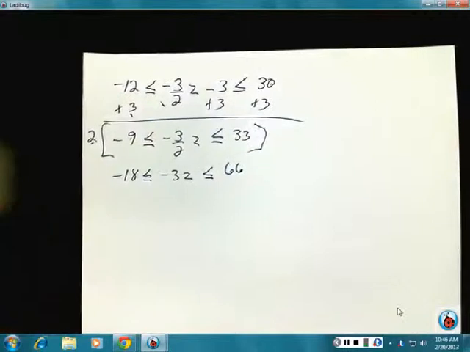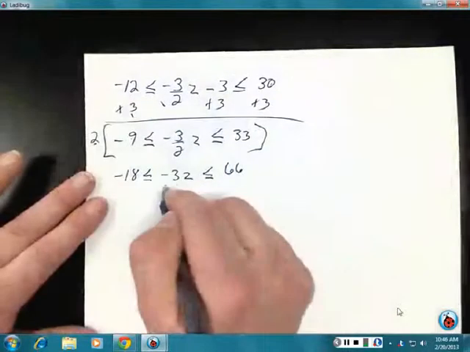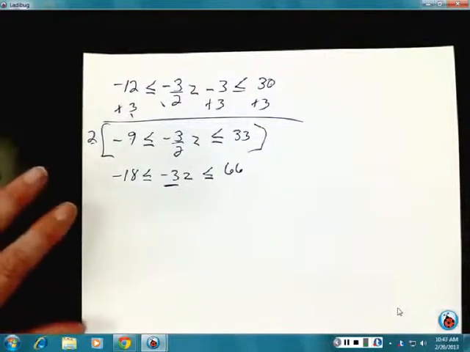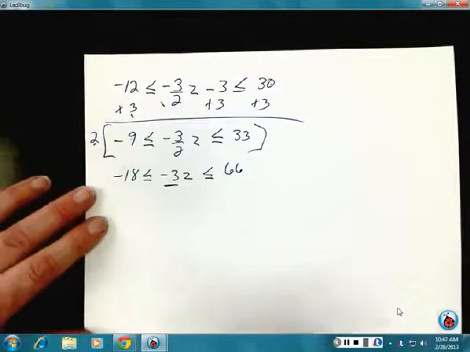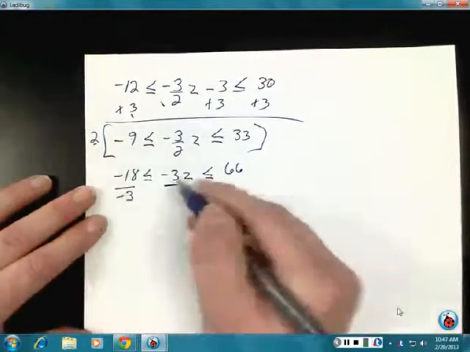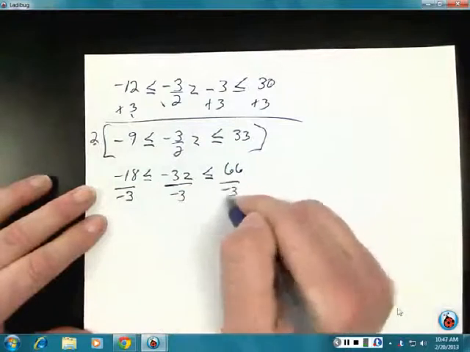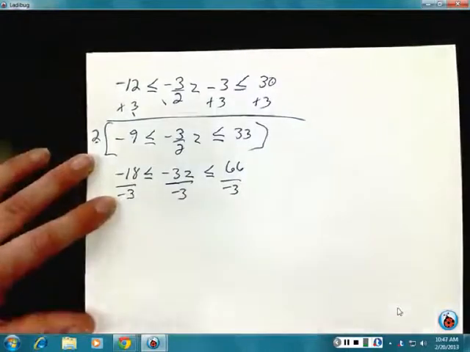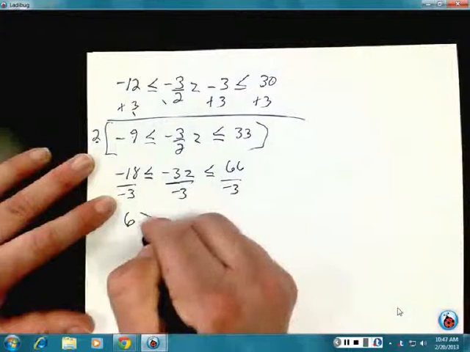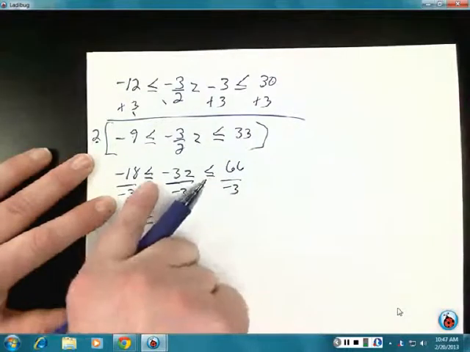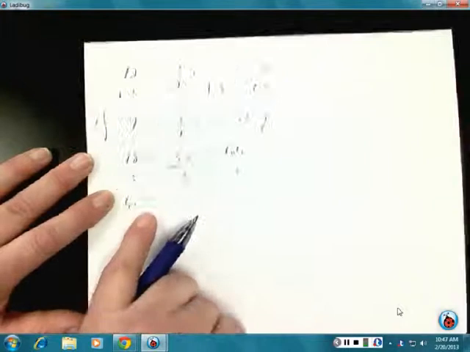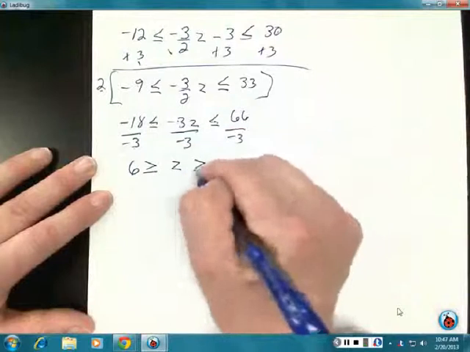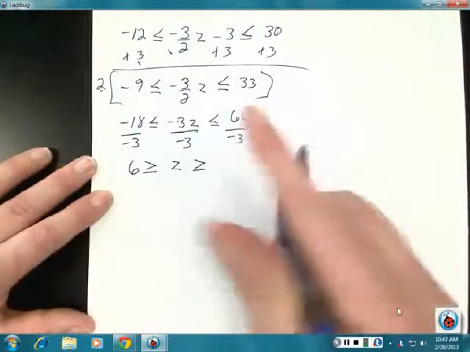Okay, now what I have inside of here is this negative thing. Every time I divide by a negative, I need to do what? Flip my sign. So I'm going to divide by a negative 3 here, divide by a negative 3 here, and divide by a negative 3 there. So both signs are going to flip. Negative 18 divided by negative 3 is 6. It's a less than or equal to, but I'm going to switch it to a greater than or equal to. Z, because these guys cancel. Flip my sign again, because I got another 66 divided by negative 3.